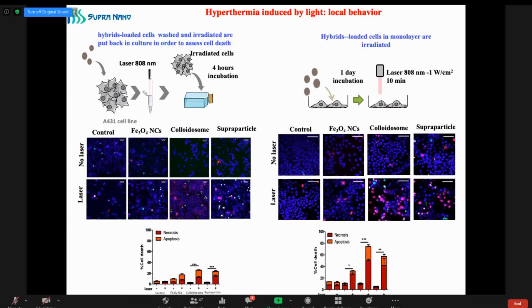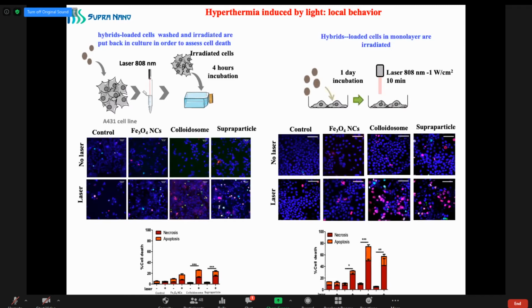Now, instead of that, if you do the same experiments but by having a monolayer of cells, and irradiate the monolayers, you have a huge amount of cells which died, compared to the dispersed particles. And here the effect is much larger. That really indicates that we have a local heater. The nano heater behaves locally.